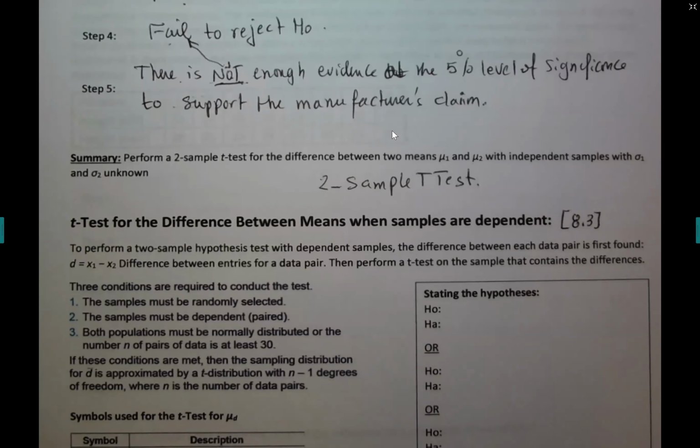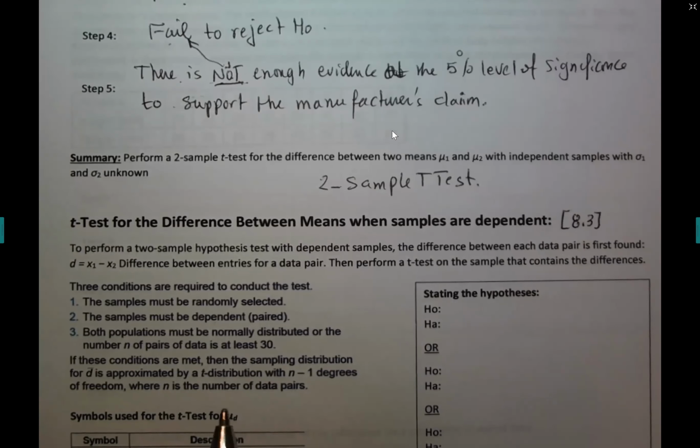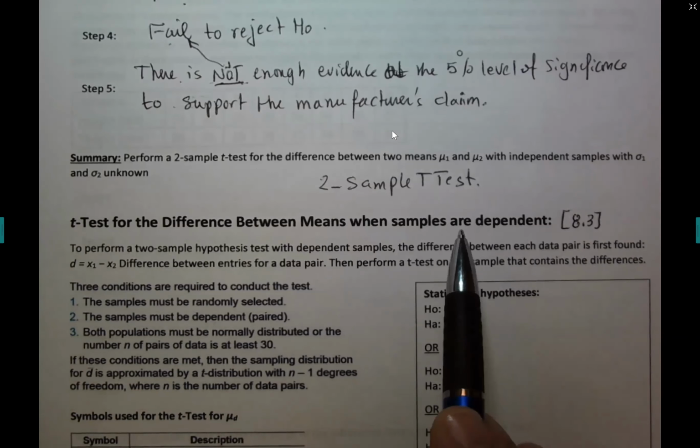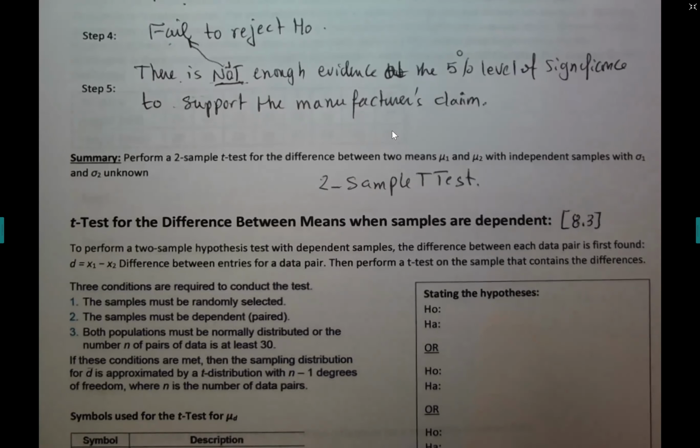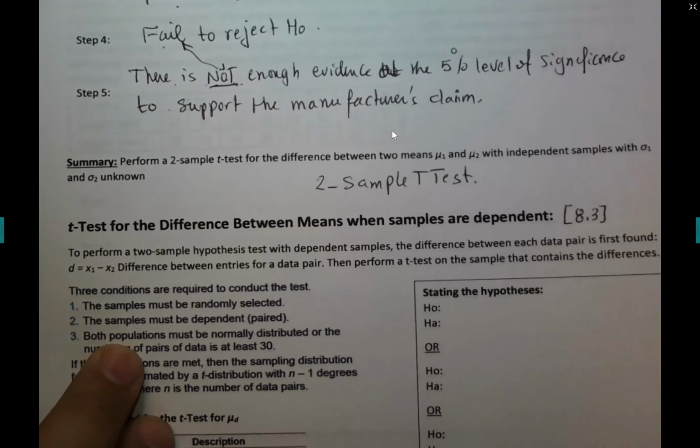All right. The conditions of the test. The samples must be randomly selected and they must be what? Dependent. They call them paired, which means each member of one set has a relationship with another member in the other set. The population must be bell-shaped or the sample sizes must be at least 30. If we have those 3 conditions, we are ready to deal with dependent samples. Before I fill this out, guys, I'm just going to go to the example and start talking about it, and then I'll come back and fill out the details here.